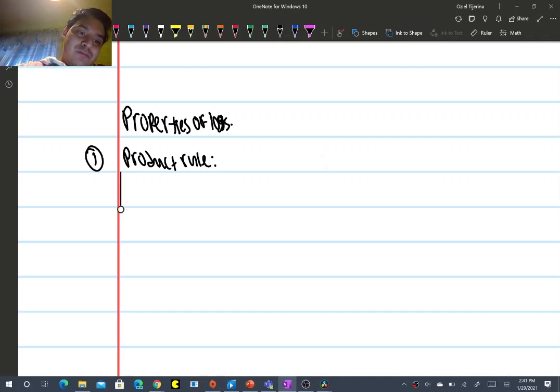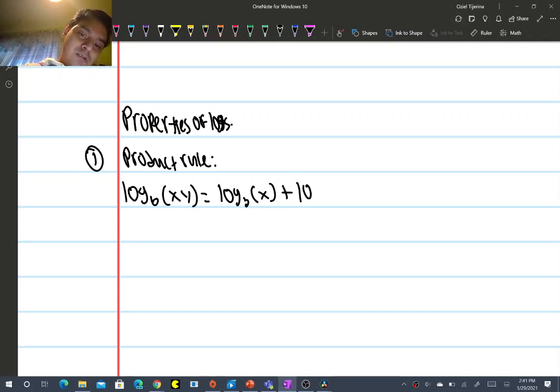So the product rule says that if I have log base b of x times y, that means that I'm going to separate these into addition of logs. So I'm going to say log base b of x plus log base b of y, okay?